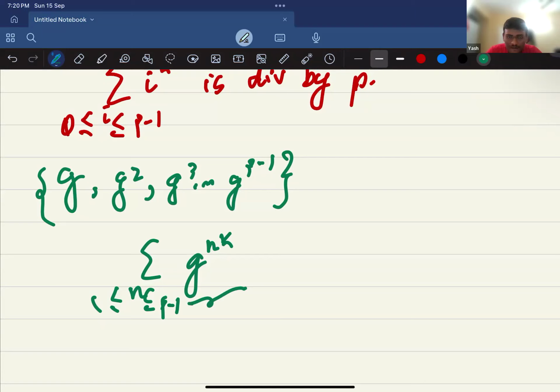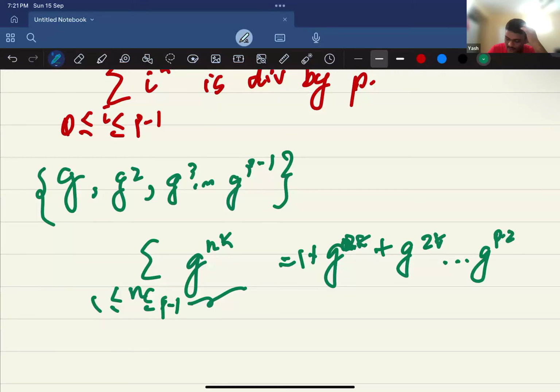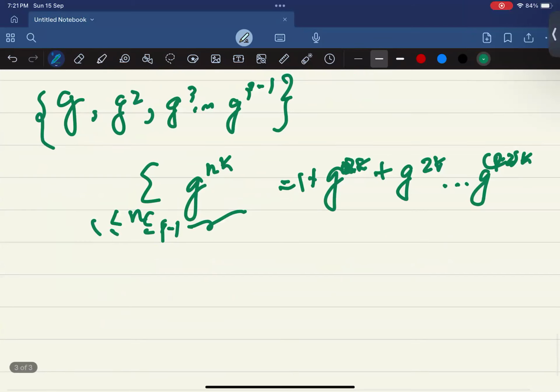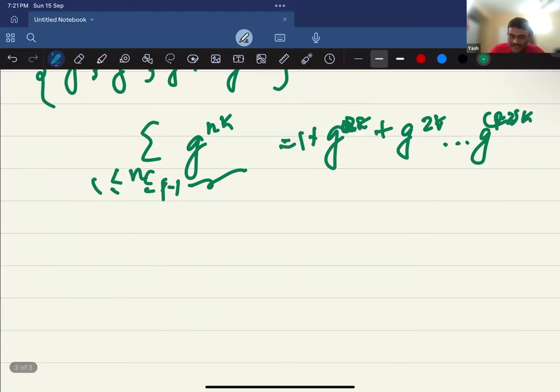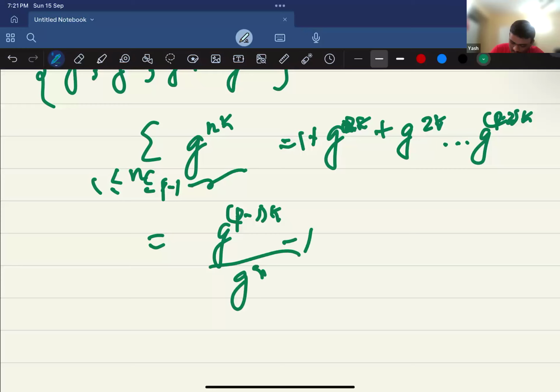You agree? Yes. So if I rearrange it a bit, then this is nothing but 1 plus g to the k plus g to the 2k up to g to the p minus 2 into k. Agreed? Then I think it should start from 0 less than or equal to n. No, p minus 1 is there, no? g to the p minus 1 is 1. Oh, okay. And then this is just nothing but a geometric series. So this sum evaluates to g to the p minus 1 into k minus 1 by g to the k minus 1. Agreed?